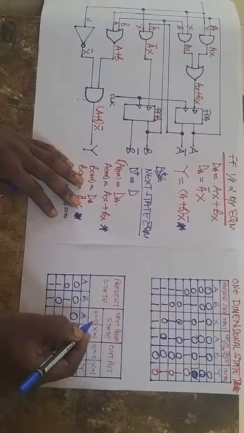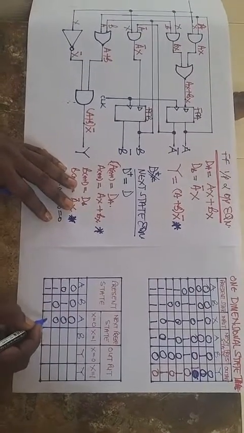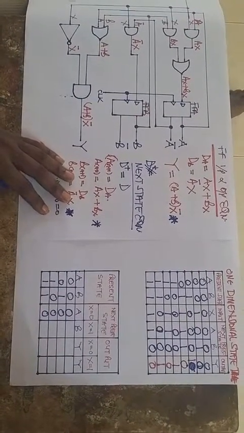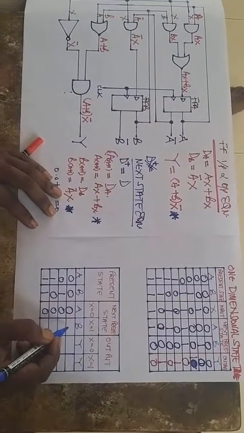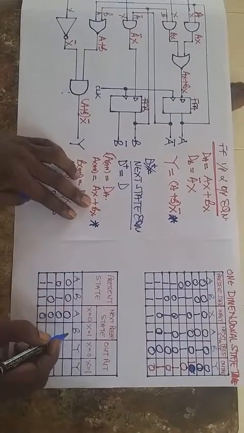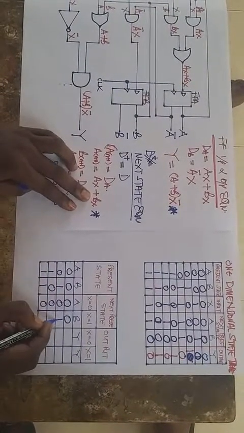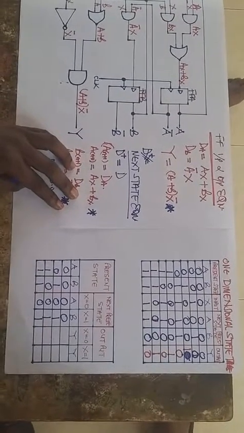Because x is 0, anything multiplied will be 0. So the whole column is 0. Now let's consider when x equal to 1. 0 times 1 will be 0. The B is giving us 1. The A is giving us 1. And then here also will be 1.